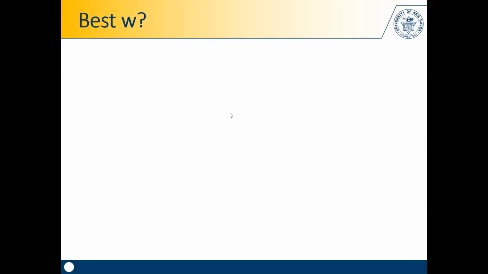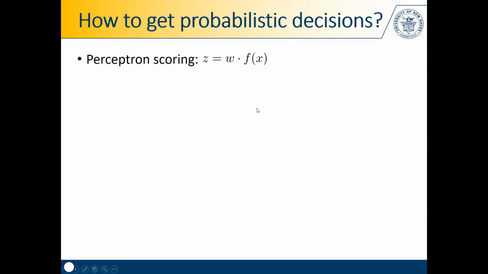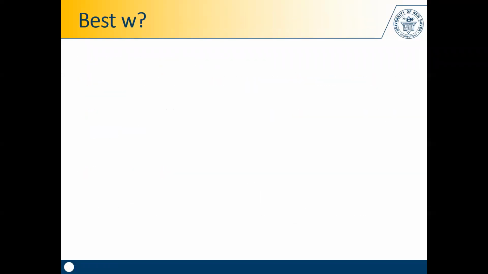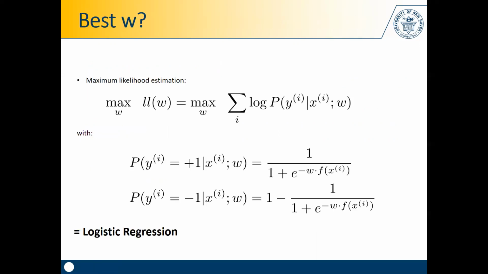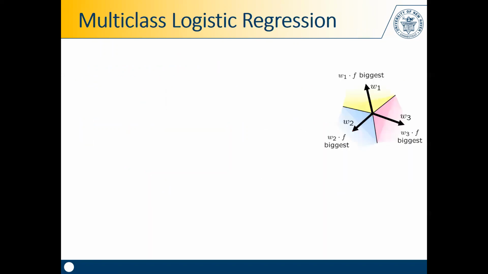All right, so we were talking about probabilistic decisions and the formulation for logistic regression, which is essentially the perceptron with probabilistic decision boundaries. And now we want to see how we can extend the formulation of binary logistic regression into multiclass logistic regression.